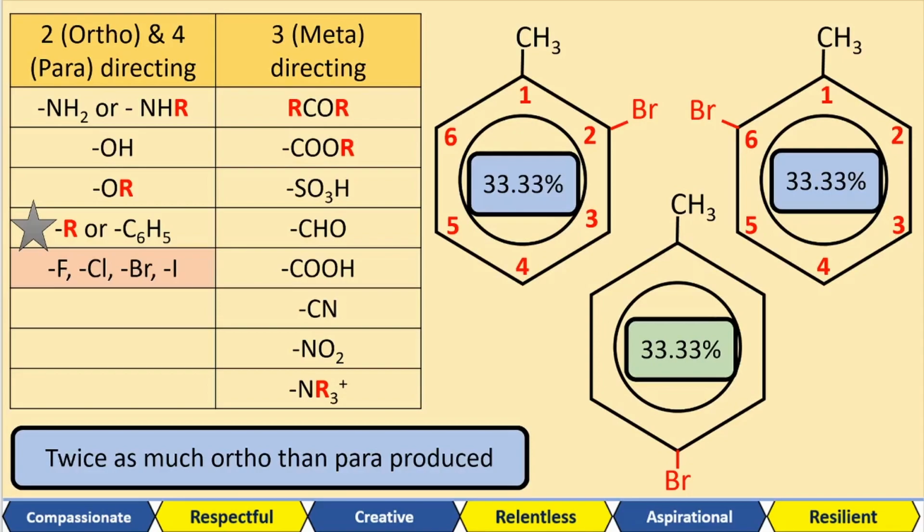And if we add those numbers up, we'll see that we're going to have twice as much of the ortho. Remember, the o means it's right next to that first position. And we have half the number of the para, which is against the first position.